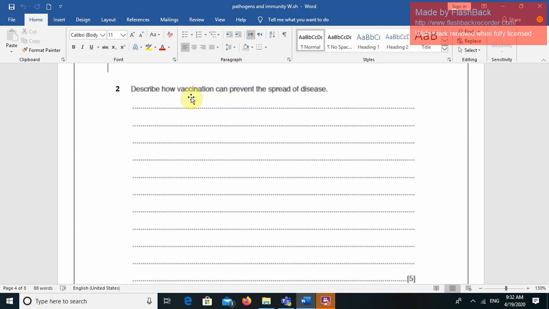So the first point, as we said, we have to define what vaccine is, and that it is injected. Number two, we have to say how the antigen provokes the immune system to make antibodies. Number three, we should talk about producing memory cells and phagocytes. Number four, we have to talk about how long-term immunity prevents the spread of disease from one host into another. Then we talked about programs of mass vaccination.